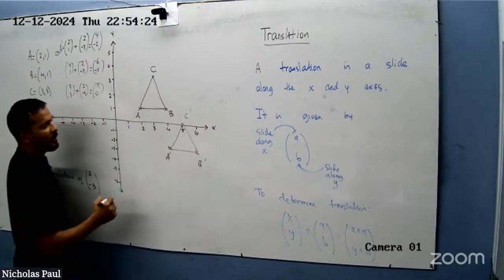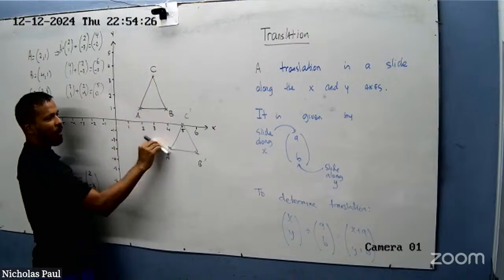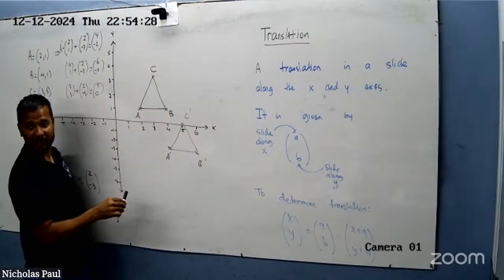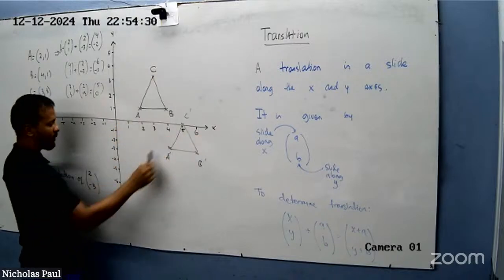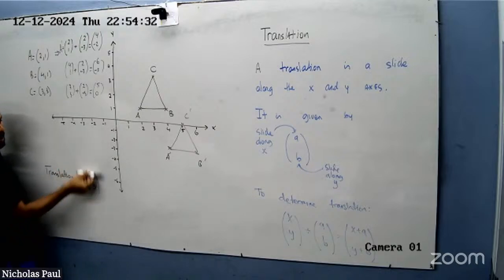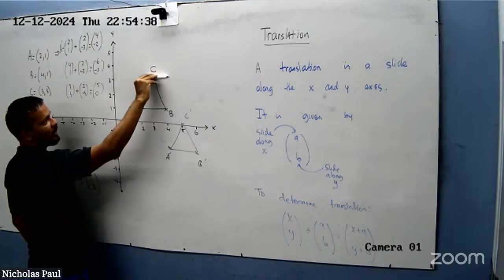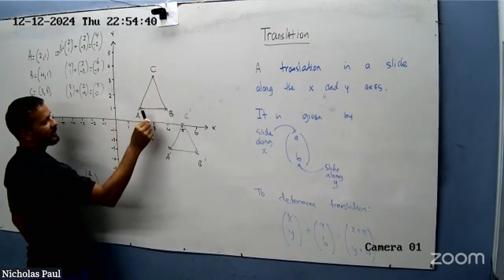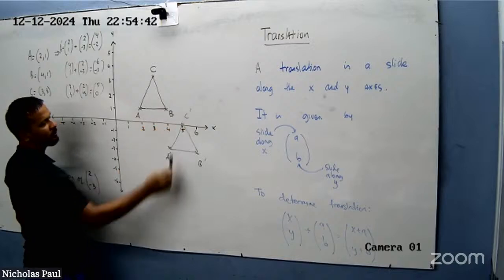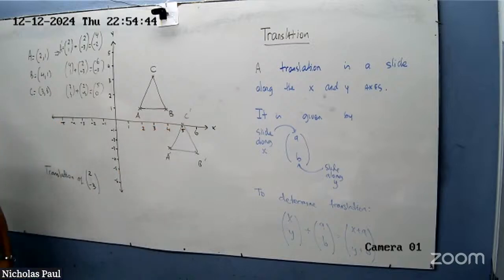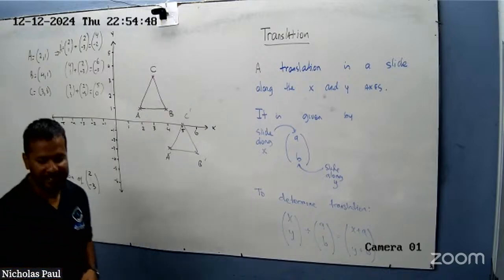Right? So watch it good. We slide it down and to the right. You see that? So we slide it down 3 and to the right 2. Right? So we slide it down 1, 2, 3 and to the right 1, 2. Okay? Everybody okay with that? So that's the translation.